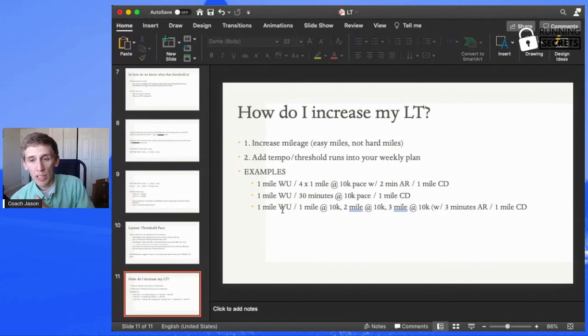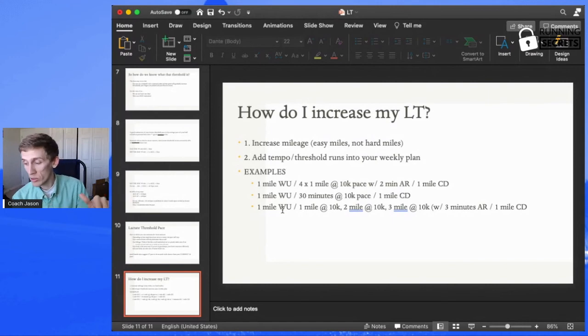So another example is a longer threshold run, or I like to call them tempo runs. This is probably my bread and butter right here. So I'll do a 1 mile warm up, and I'll do 30 minutes at 10K pace with a 1 mile cool down. You can do this at varying paces too, I guess. But the point is you want to run comfortably hard for 20 to 30 minutes.